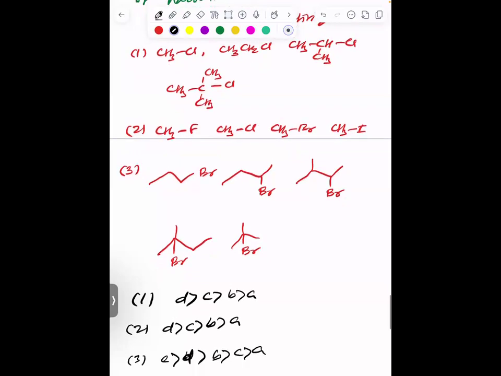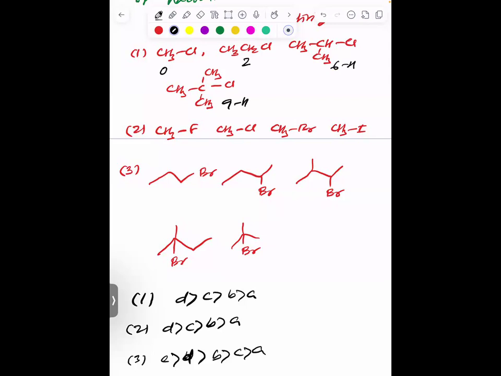Okay, see here. There is no resonance, so we simply have to see the inductive effect and hyperconjugation. In the first, how many hyperconjugated hydrogens are there? 0. This is 2. Here 6 after carbocation formation. Then here 9. So more the number of hyperconjugated hydrogens, more is the stability of the carbocation.